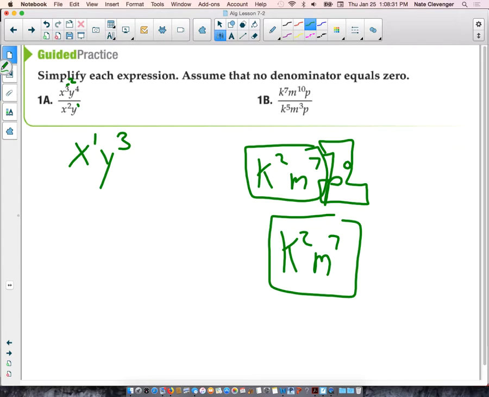If the exponent's 1, do you even have to put the 1? No, you don't have to. That would have been fine. I wrote the 1 here, but you would just as well have kept it as just x. Same thing.